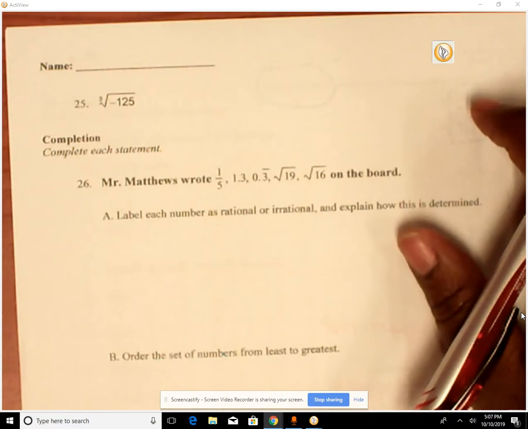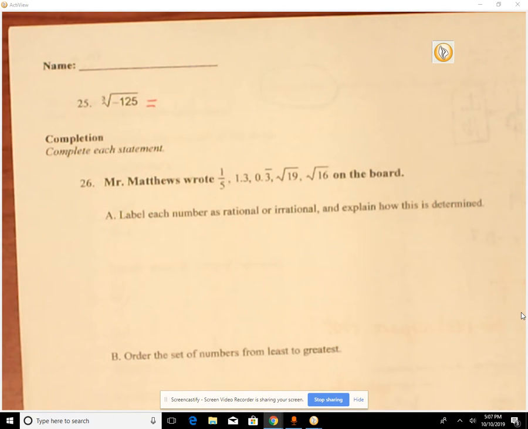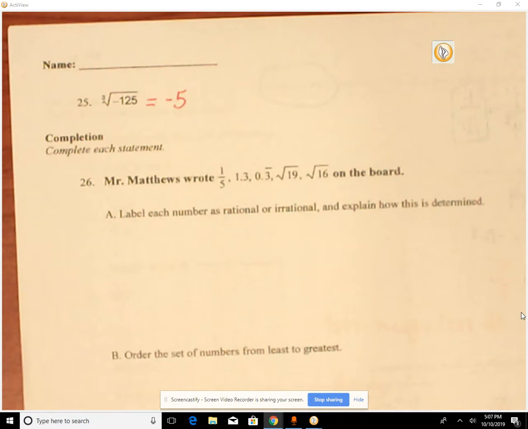Let's go to number 25. Remember, you can rewind if I'm going too fast for you, or pause. So what will give us negative 125? Well, negative 5. I actually have this on my window as a positive 5. So this one is a negative 5.